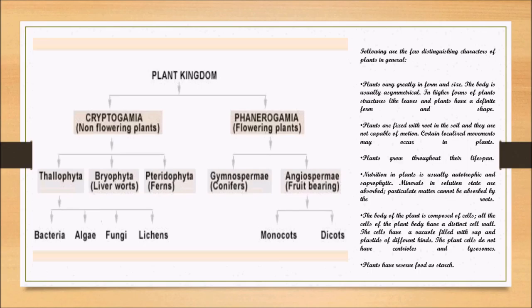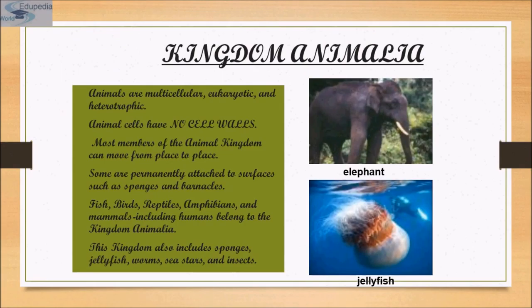Now the kingdom Animalia. Animalia are multicellular eukaryotes and heterotrophic in nature. This kingdom is characterized by heterotrophic eukaryotic organisms that are multicellular, and their cells lack cell walls. They directly or indirectly depend on the plants for food. They digest their food in an internal cavity and store food reserve as glycogen or fat, and their mode of nutrition is holozoic, by ingestion of food.